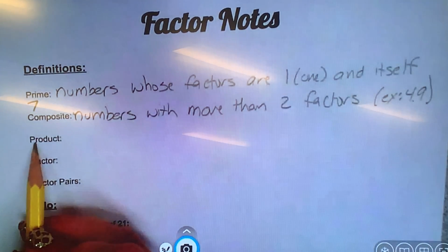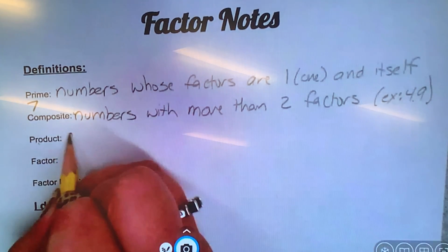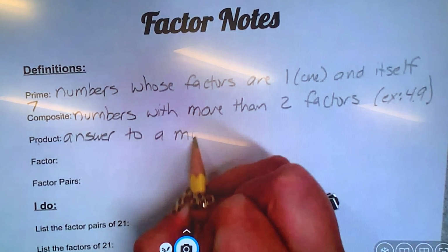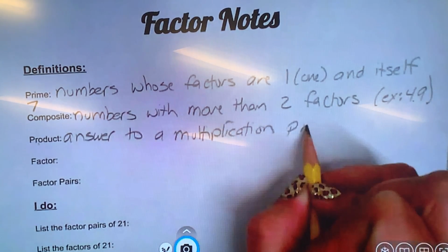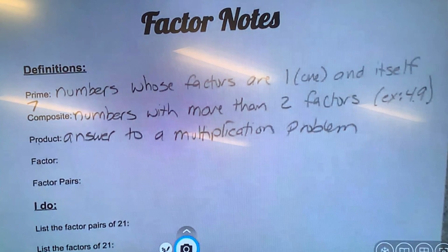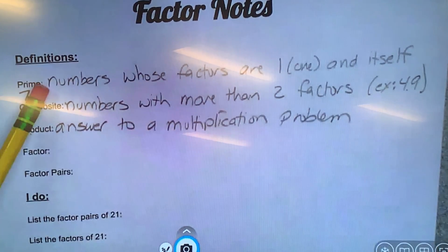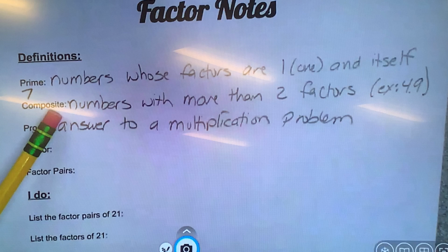You need to know what the definition of product is, as we are expressing them as a product of. Product is the answer to a multiplication problem. It's that simple. It's just the answer to a multiplication problem. We need to know what factors are. We talked about factors when we defined prime numbers. We talked about factors when we defined composite numbers. And the word factor is in our learning target. So we need to know what those are.